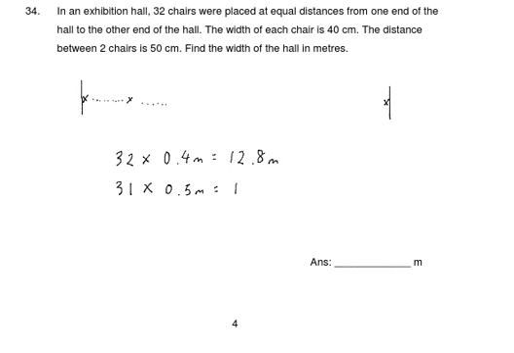15.5 meters. So to get the width of the hall, I need to use 12.8 plus 15.5. What do I get in the end? 28.3 meters. So 28.3 meters.